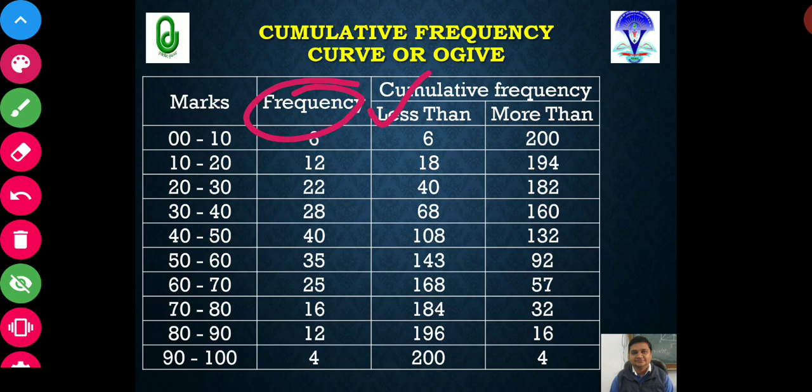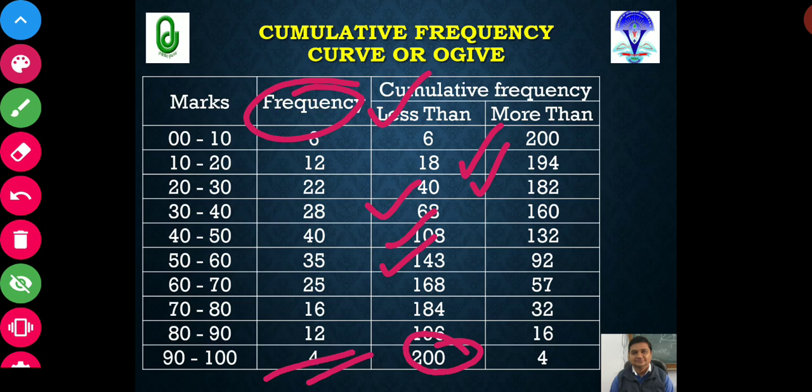So in less than cumulative frequency, what we will write? The 6, the next frequency we will add, 6 plus 12 is 18, then 18 plus 22 is 40, then 40 plus 28 is 68, 68 plus 40 is equal to 108, 108 plus 35 is 143. Likewise, the last class will have a frequency equal to the sum of the frequencies of all the classes. So this is how we can check whether we have prepared the cumulative frequency in the correct way or not.